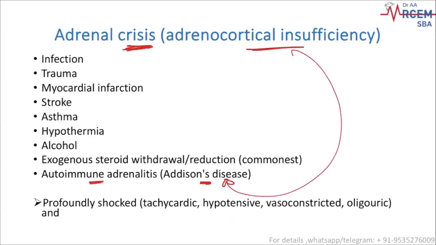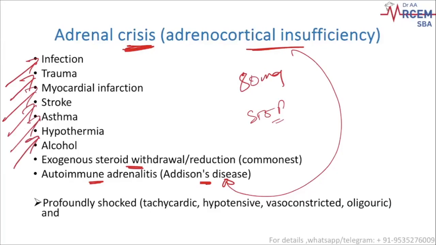For adrenal crisis, the commonest cause is exogenous steroids which have been suddenly stopped or suddenly reduced. For example, someone is taking prednisone 80 mg for the last 2 weeks and you suddenly stop it, which can result in an adrenal crisis. There are other various factors which can result in an adrenal crisis, like infection, trauma, myocardial infarction, stroke, asthma, hypothermia, alcohol. So basically what is happening?